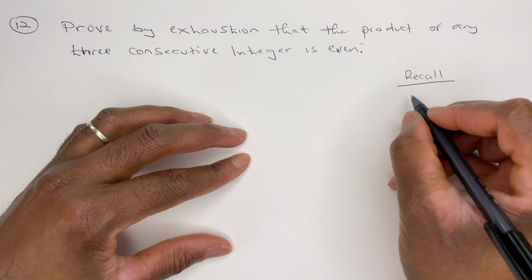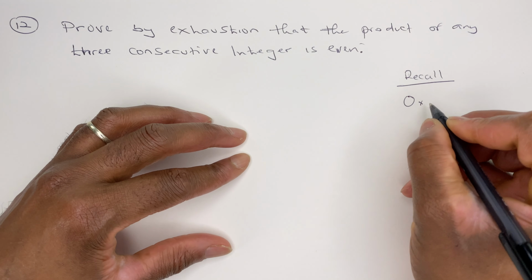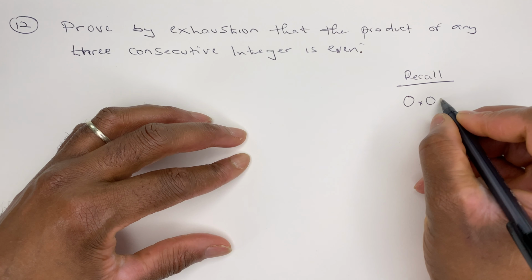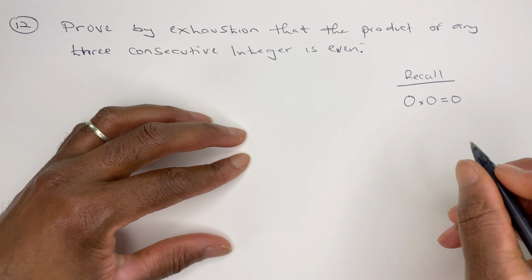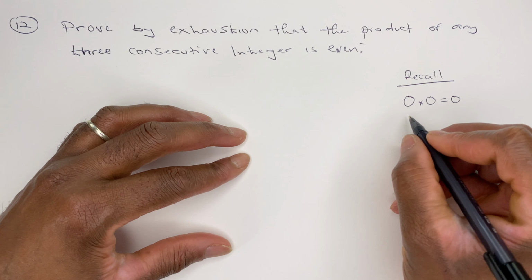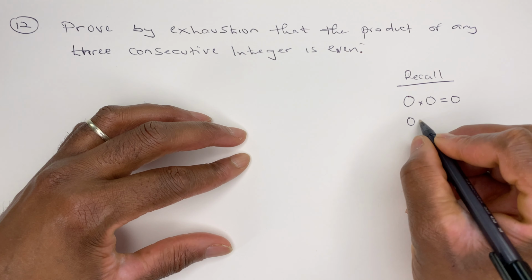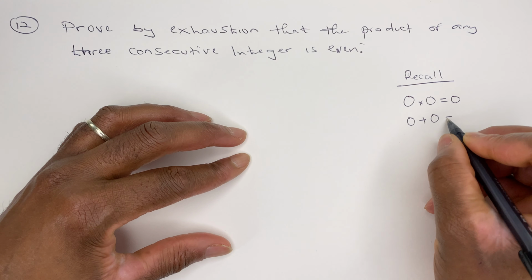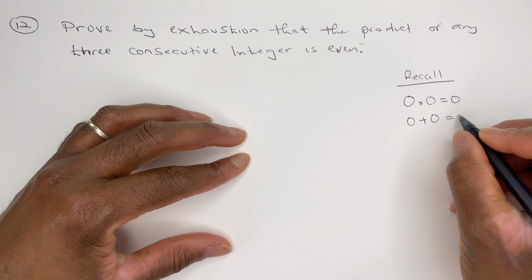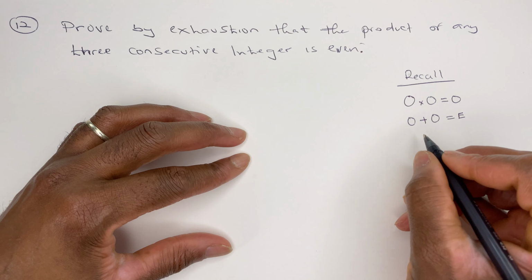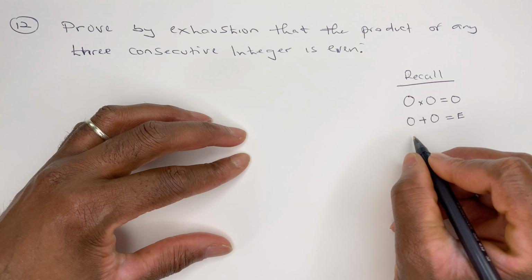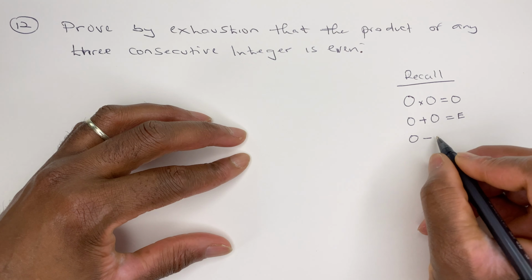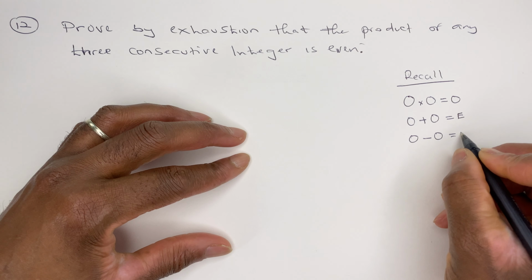Whenever we have an odd number and we multiply it by another odd number, we always get an odd number. Whenever we have an odd number and we add another odd number, we get an even number. Whenever we have an odd number and we subtract an odd number, we get an even number.